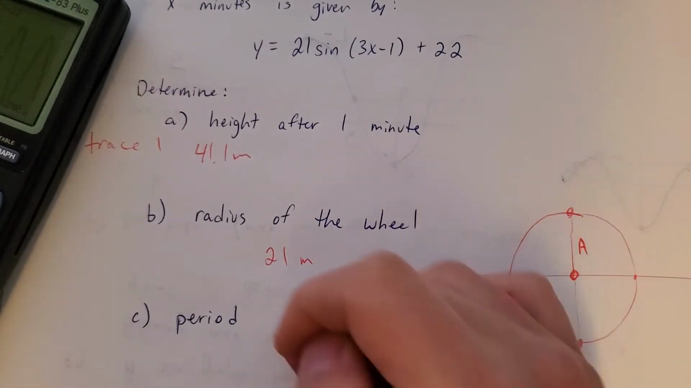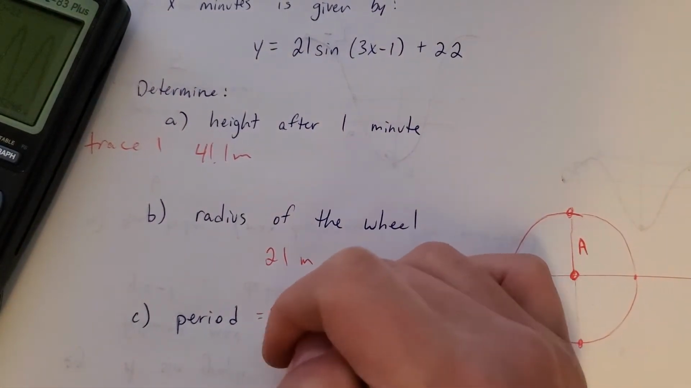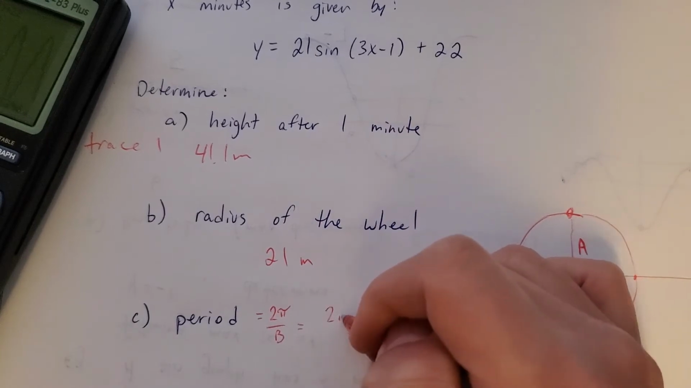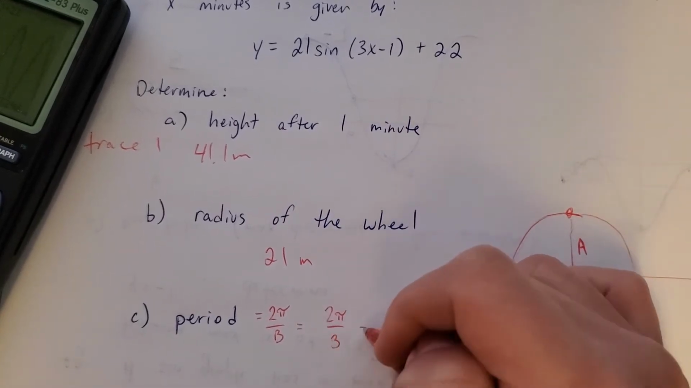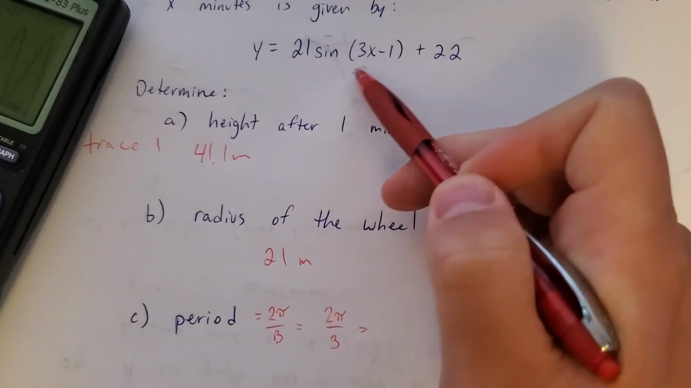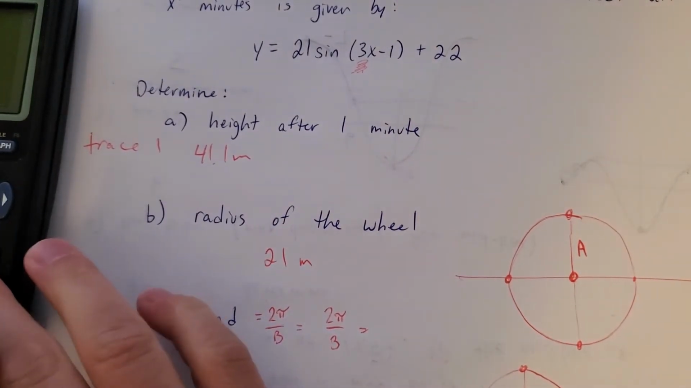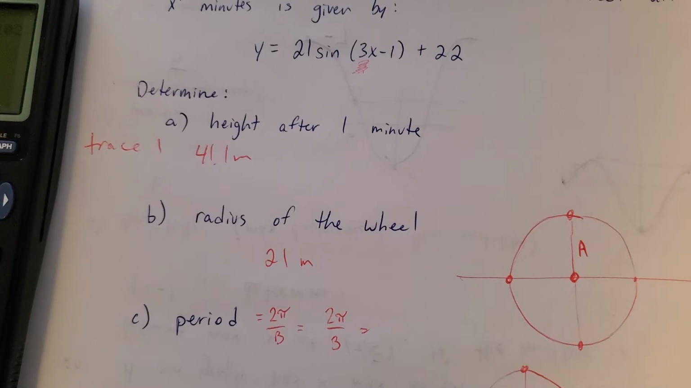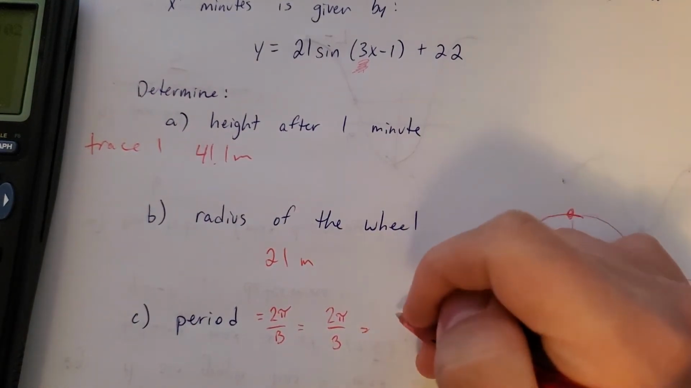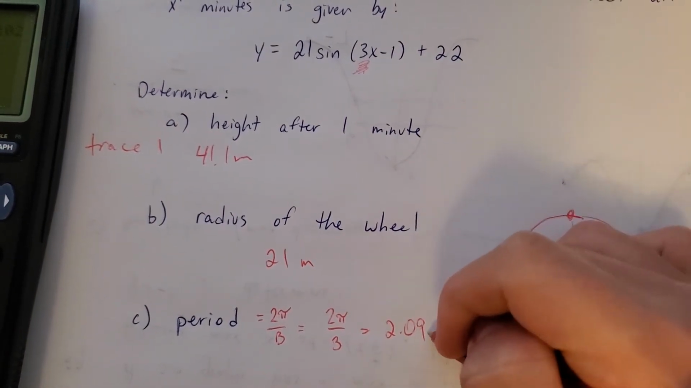Period. Remember, period's 2 pi divided by b. B here was 3. Right there. So that's going to be in minutes. I'm going to actually calculate that, because if I say meet you in 2 pi over 3 minutes, you have no idea what I'm talking about. So this is 2.09 minutes.